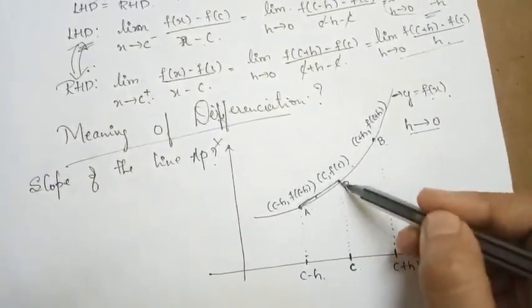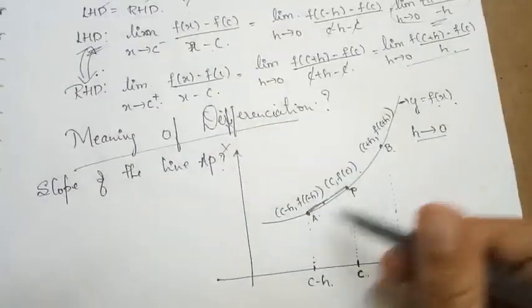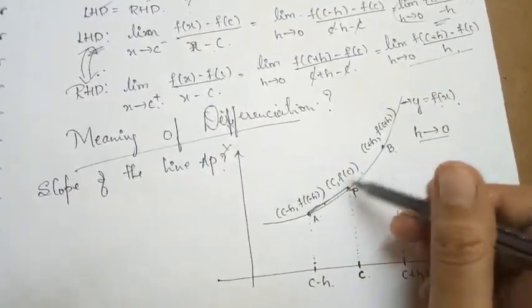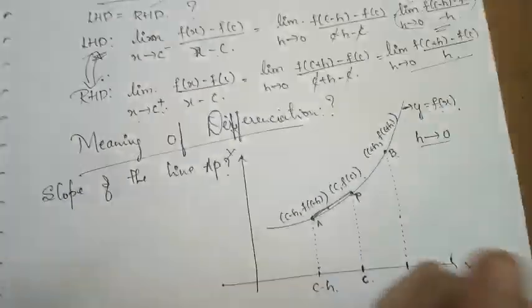A point is given, B point is given. For point A we have the coordinates of point A, and for point P we have the coordinates of point P. So we have the coordinates of point A and point P.